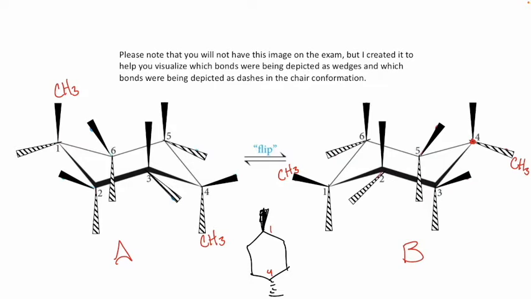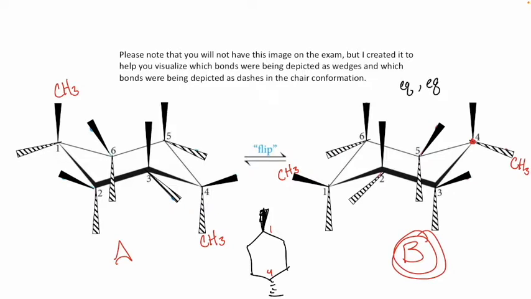Why B? Both sides are in the equatorial. Exactly, both of them are in the equatorial position. Remember, these big groups, they don't like to be in the axial position. So the more stable conformation will be B, and so the position of those two groups are both equatorial.